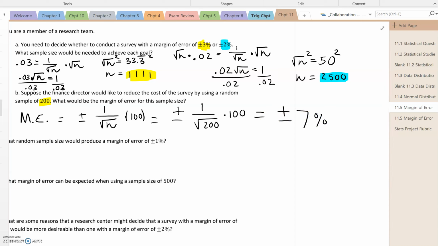That's a pretty large margin of error. That means that when we conduct our sample and we get a statistic, our statistic is either 7% above the actual parameter or it's 7% below the actual parameter. So that can be incredibly misleading. So that might be too large of a margin of error for this company to feel comfortable displaying their results because it's such a large margin of error.